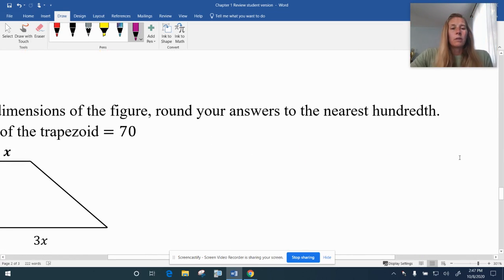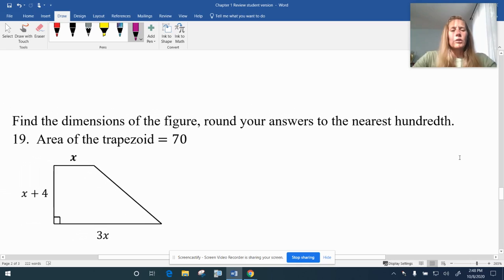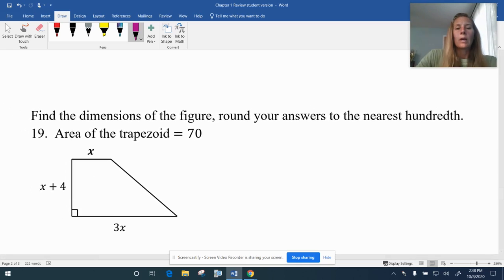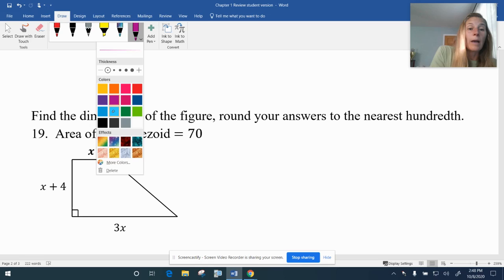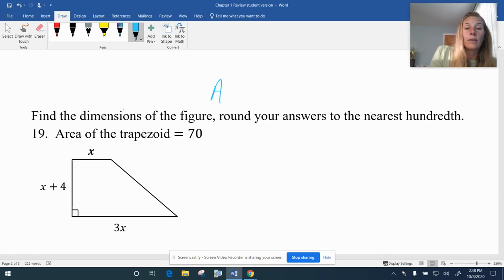Okay, so moving on, we had mostly just done, I think, triangles and rectangles in our notes as far as finding dimensions. So this one is a trapezoid one. Now, area of a trapezoid is 1/2 times the height times the sum of the two bases.